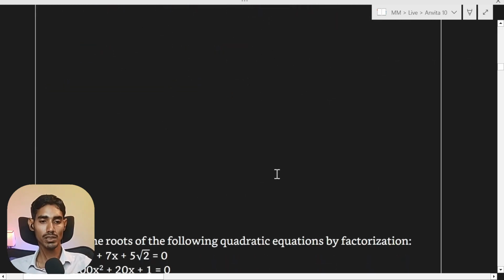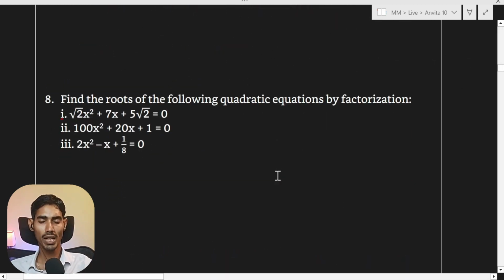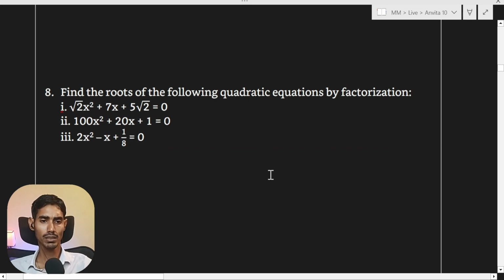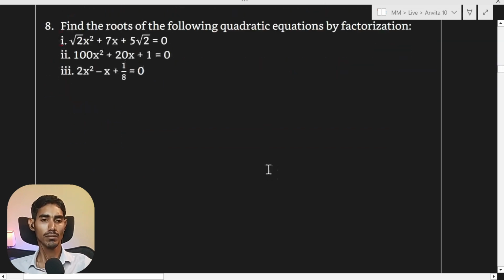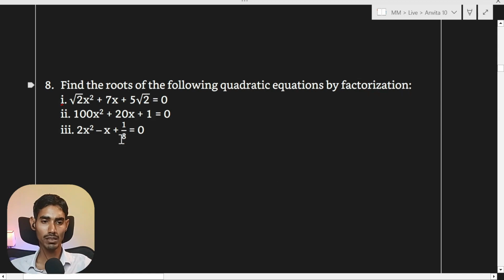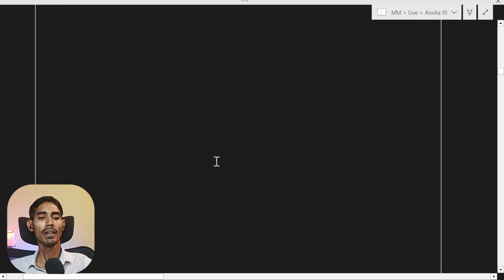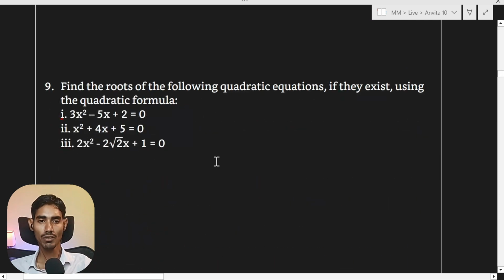Understood. This is done. So you could try these 8 parts yourself sometime. You can take this LCM. 8 can be the LCM in the third question, and then you can solve it. 16x square minus 8x plus 1. You could try the 8th one yourself.